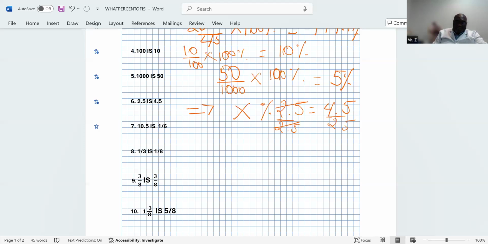And then you're going to have now 4.5 divided by 2.5. You have now 1.8. But remember, we are looking for percent. Don't forget that one. We are looking for percent.